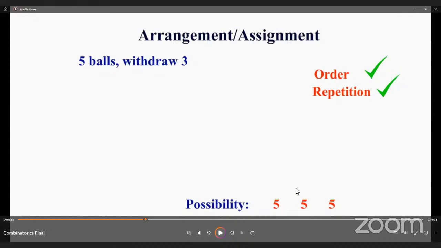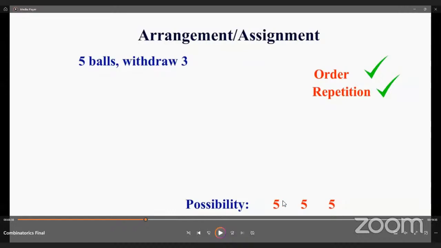The second one is also 5. Yeah, so there are 5 possibilities for the ball. So they are parallel. The same way for the third withdrawal. So there are 5 parallel for the second one, 5 parallel for the third one.